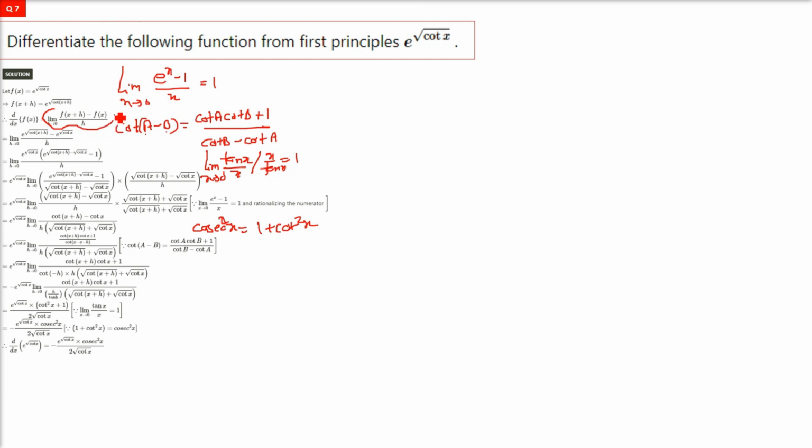Differentiating using the first principle: f(x plus h) minus f(x) by h, limit h tends to 0. That is how we go forward for the first principle. This is our f(x), e raised to under root cot x. Alright. So e root cot x plus h, that is f(x plus h), minus e root cot x, this is f(x), divided by h, limit h tends to 0.